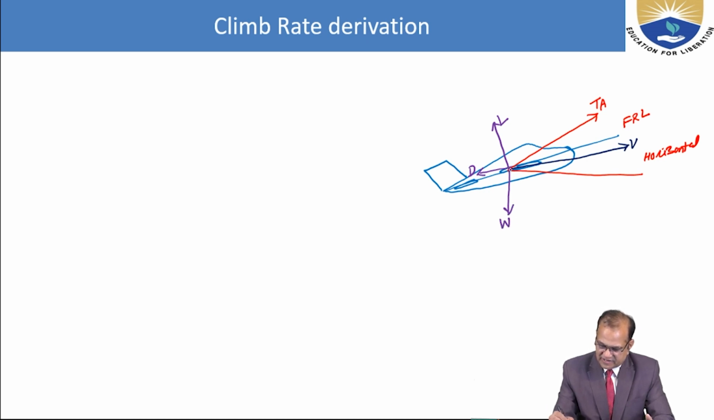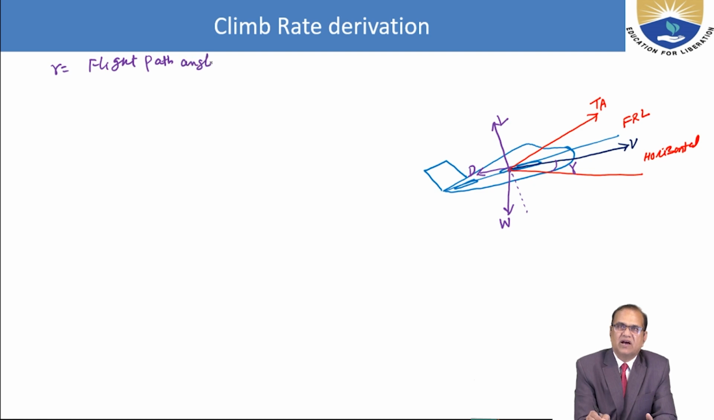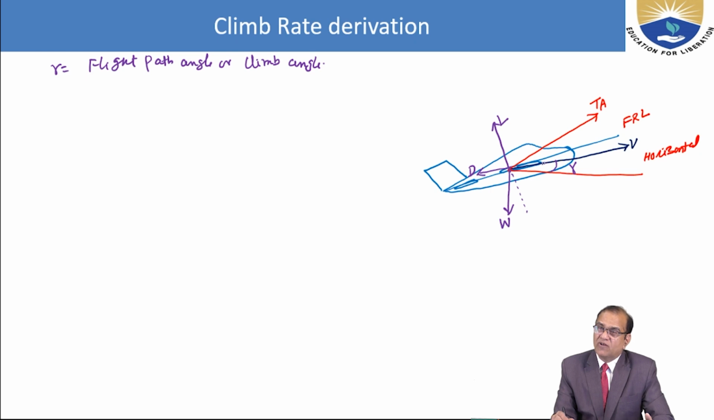And this is the gamma angle, that is the flight path angle gamma. Gamma is the flight path angle or climb angle. This is the gamma, and this is the velocity, the direction in which the aircraft is flying. This is the fuselage reference line, which indicates from tail to the nose, and this is the direction of the thrust. Then we will see the forces: lift, drag and the weight.